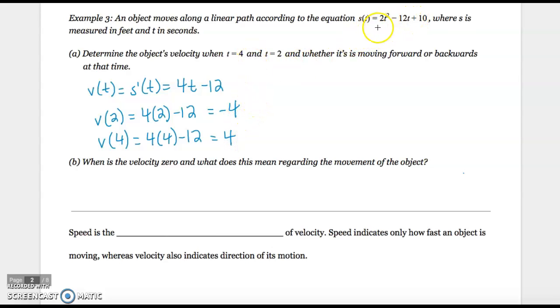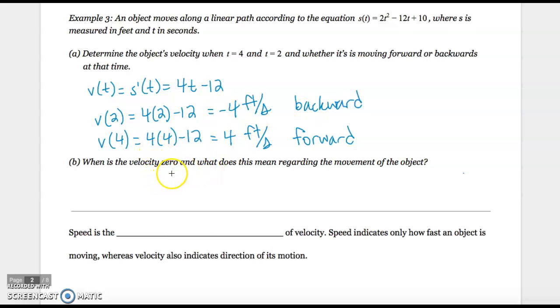If our original function was measured in feet, that's your dependent variable. And then t is measured in seconds, that's your independent variable. So our derivative should be feet per second. And then we look at the signs to determine whether our object's moving forward or backwards. So I would say that at 4 seconds, the object is moving forward because your velocity is positive, and at 2 seconds, the object is moving backward because your velocity is negative.